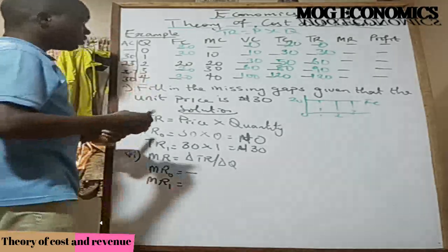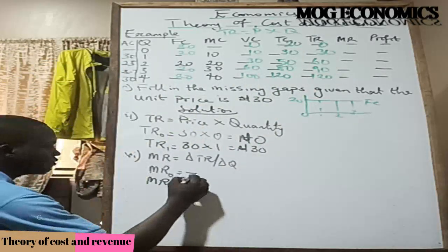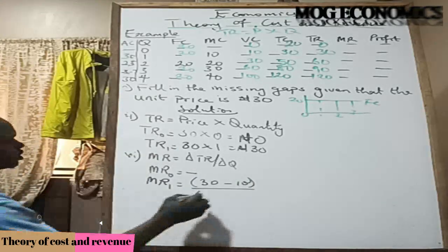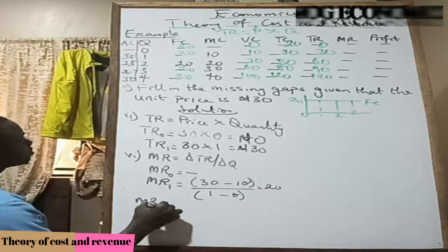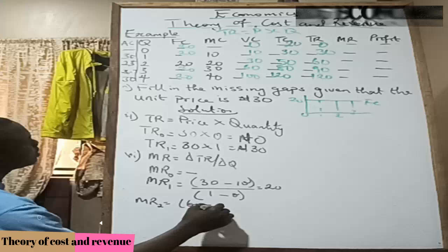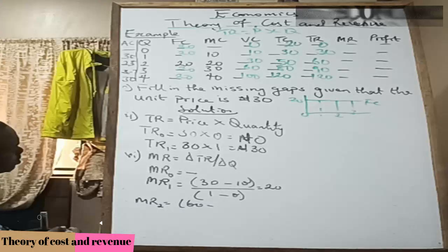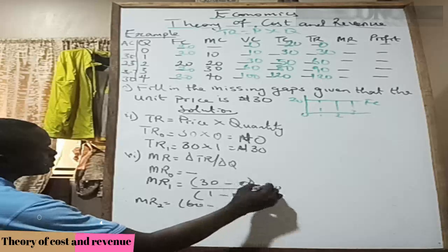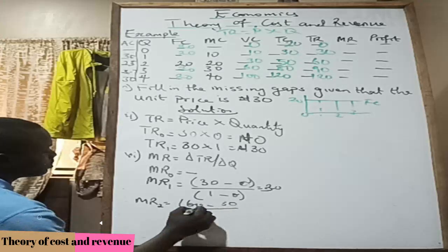So next, MR1 is equal to, what is the change in TR? Change in TR is now going to be 30 minus 0, divided by change in Q, which is 1 minus 0. And this is going to give us 30. So MR2, 60 minus 30 divided by 2 minus 1.